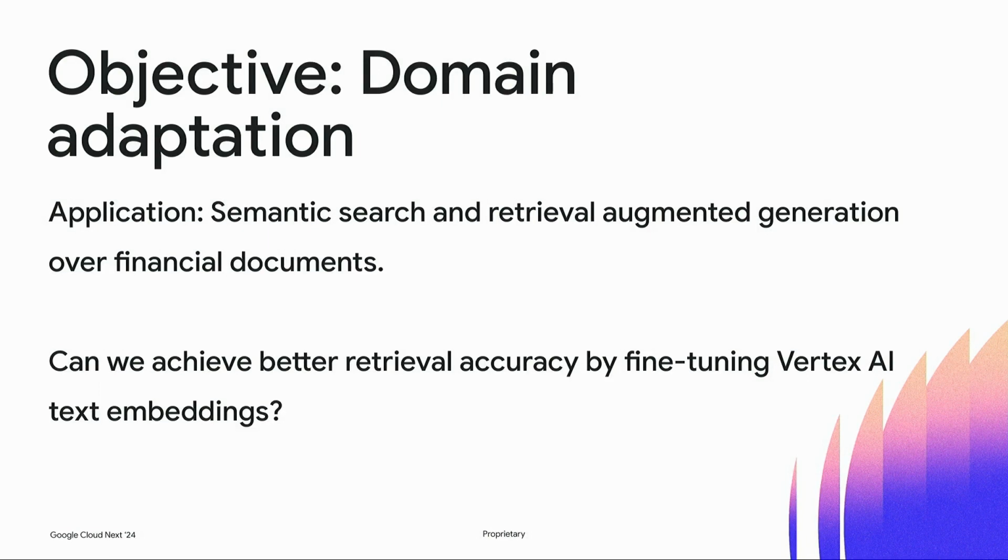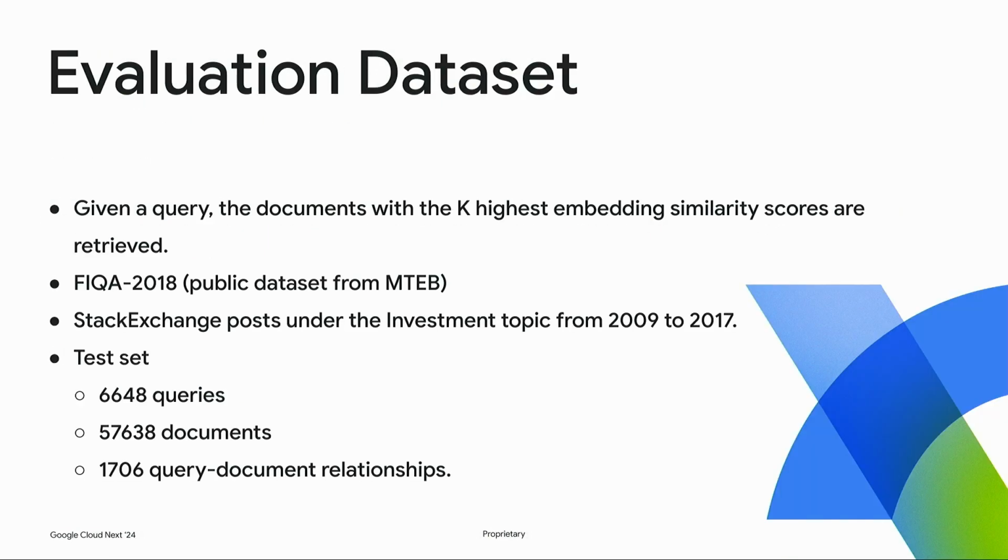Great. So today we're going to think a little bit about domain adaptation. A lot of the things we've just talked about are general. They're trained to be general. They're pretty useful generally. In this case, we're going to build a little sample application, which is a semantic search and RAG over some financial documents. So the idea is we put in a query, we get back the documents that we might be looking for. And the question we're asking is, can we improve our retrieval accuracy by using Vertex AI text embeddings and fine-tuning those embeddings?